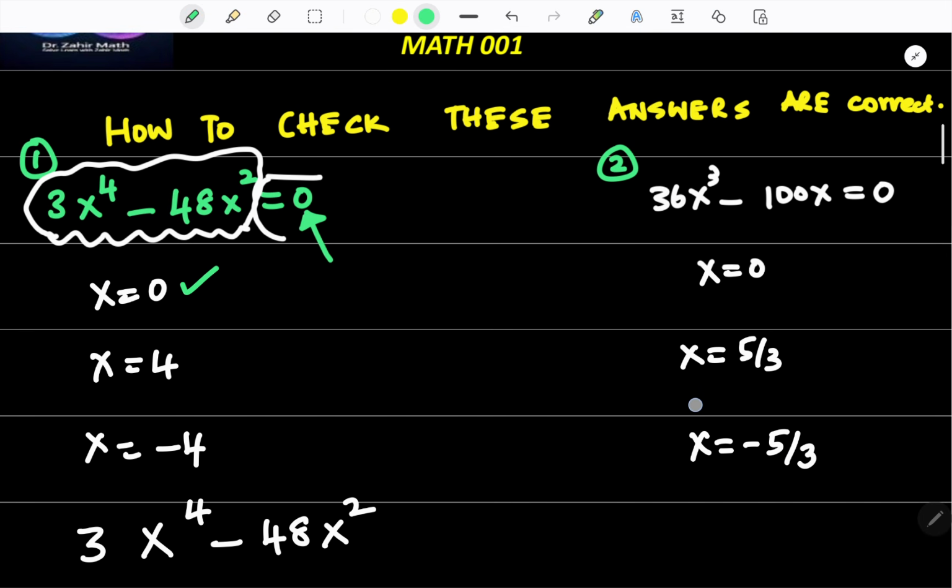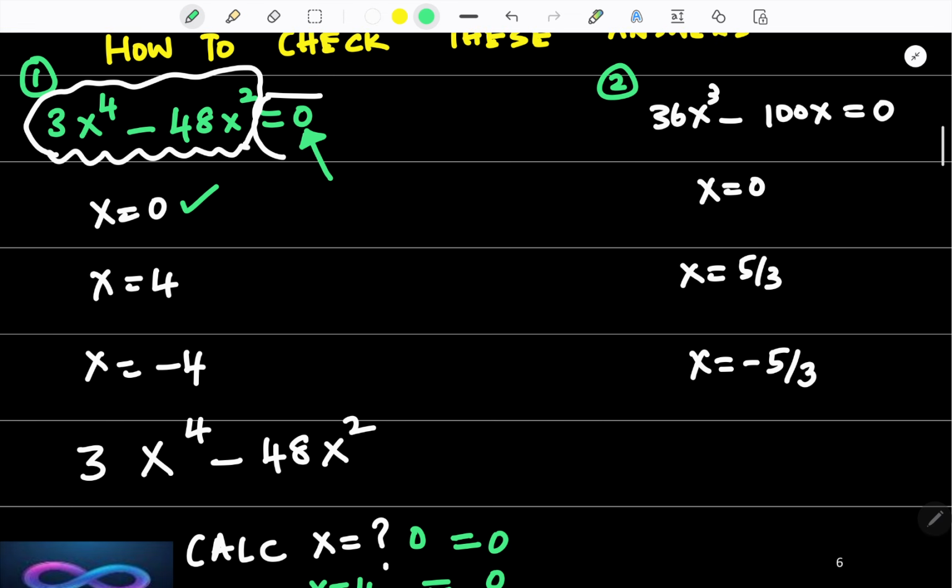Zahir, should I get every time 0? No. What is the answer in this side? You will get it. But in this equation, both the answers are 0. So you have to get 0 in the calculator. Same thing here also, type this equation.